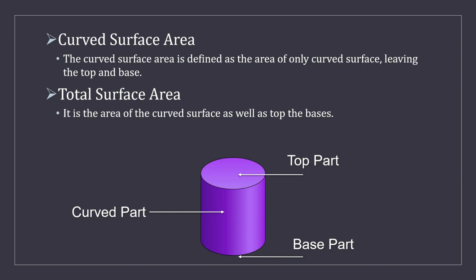In total surface area, the area of this curved surface and the area of this top part and bottom part are also included. Okay, so here in this cylinder, this is the curved part, this is the top part, and here there will be a bottom part, right? Now if you got confused at this point about curved and total surface area, then don't worry. We will try to explain it in a very easy manner in a further video.